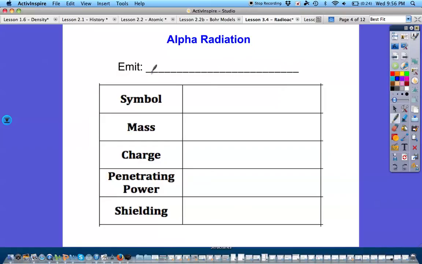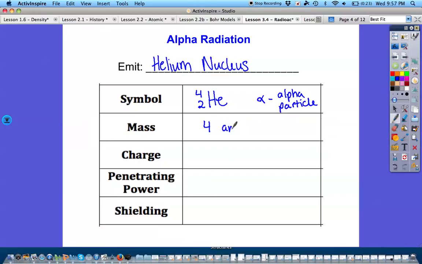So alpha radiation emits a helium nucleus. The symbol for this is 4/2 He. So the mass number, atomic number, symbol for helium. You may also see alpha written as an alpha particle like that. So the mass is 4 AMUs. The charge is +2. Penetrating power is low. And it can be shielded by paper or skin.